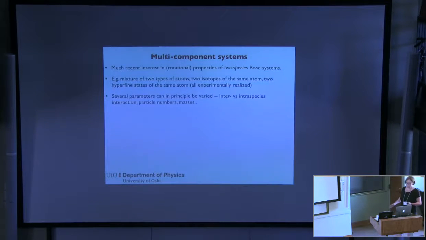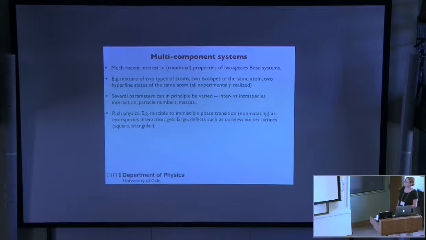And of course, this promises much richer physics because you have some new parameters you can vary, like the two types of interaction or the masses and the particle numbers. So people have studied many of these aspects and mapped out phase diagrams, miscible to immiscible phase transitions, what kind of vortex lattices you might get, etc. It's not the focus of my talk.